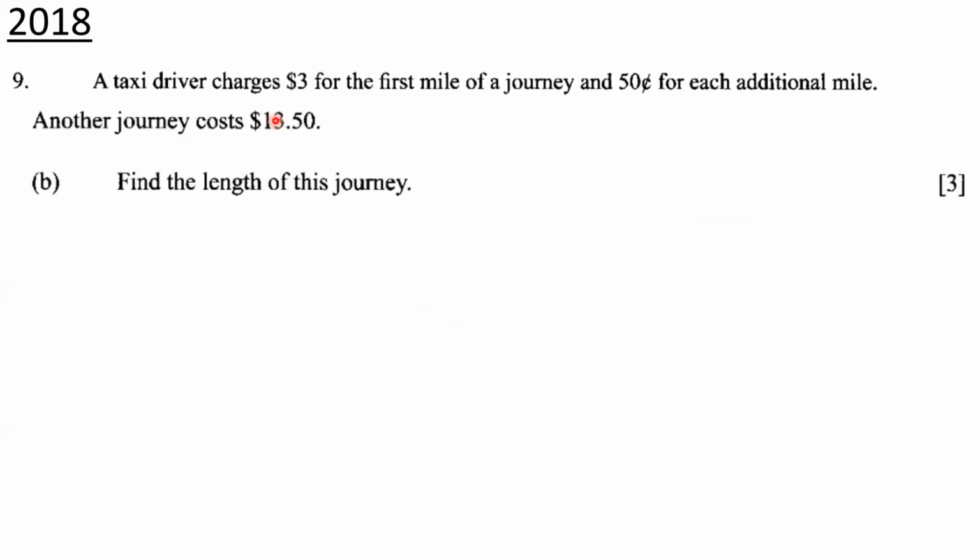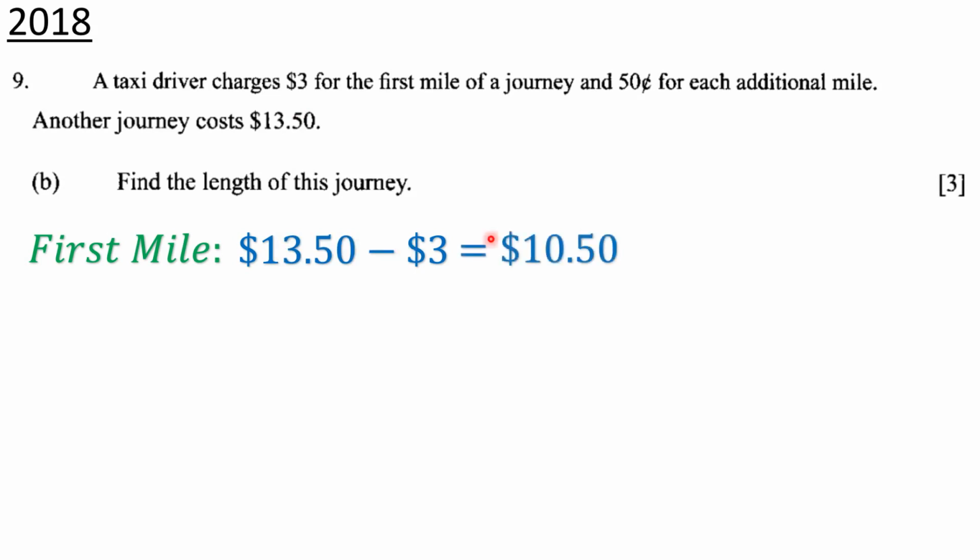The next question says a taxi driver charges $3 for the first mile of a journey and 50 cents for each additional mile. Another journey costs $13.50. Find the length of this journey. Well, the first thing we need to do is deduct from this price the cost for the first mile, which is going to be $3. So it's going to be $13.50 minus $3. That's the cost of the first mile. So we're left with $10.50.